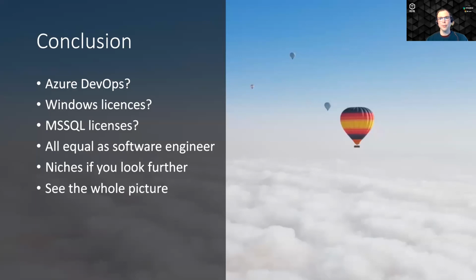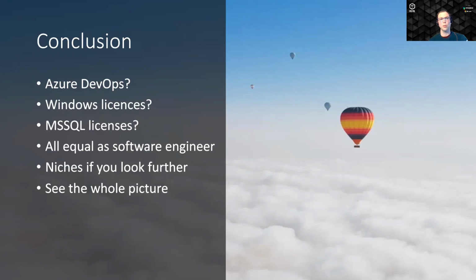So my conclusion: is Azure DevOps unique? Is a Windows license unique? Is Microsoft SQL unique? Well, not at all. Azure DevOps is matched with CI/CD pipelines in AWS and Google as well. Windows licenses for virtual machines can be bought on AWS and Google. Microsoft SQL licenses can only be used on AWS, not on GCP. So as a software engineer, the basic stuff, it's all equal to me. It's very difficult to find any differences.